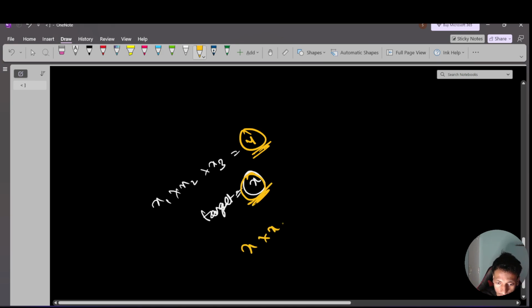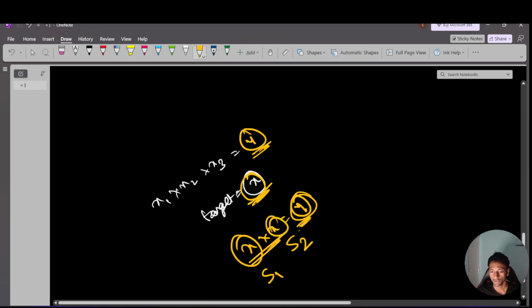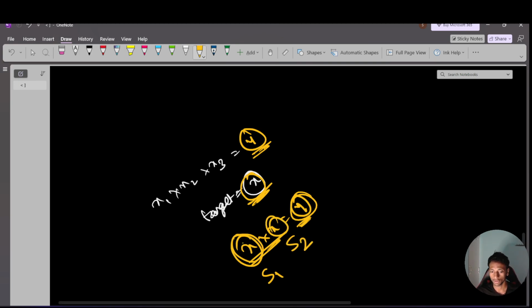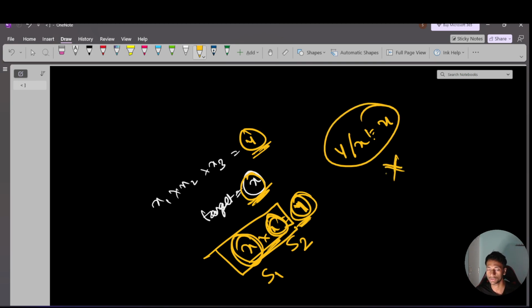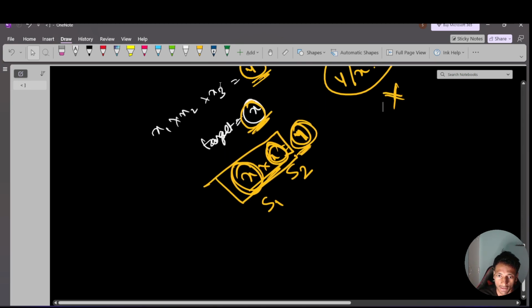So total product, x into x, has to be equal to y, right? Because this is subset 1 and this is subset 2. The product of subset 1 should be x, and the product of subset 2 also has to be x. But if I multiply all the numbers, this also has to be equal to y, correct? So if x into x is not equal to y, then we can't generate such subsets. There is no possible answer.